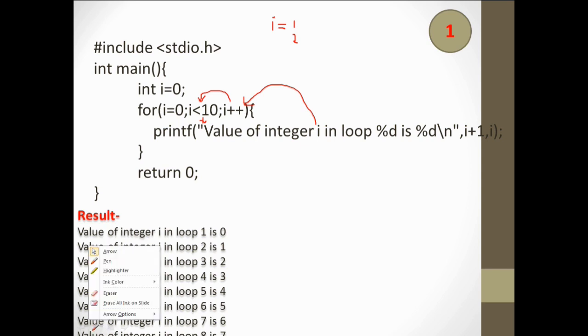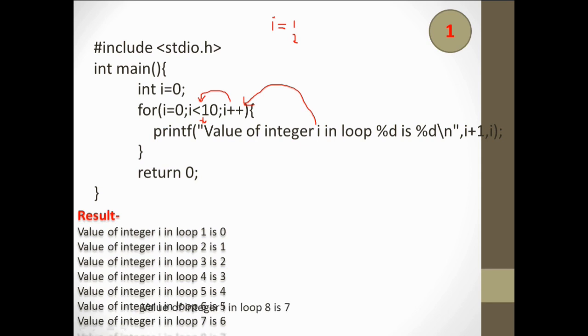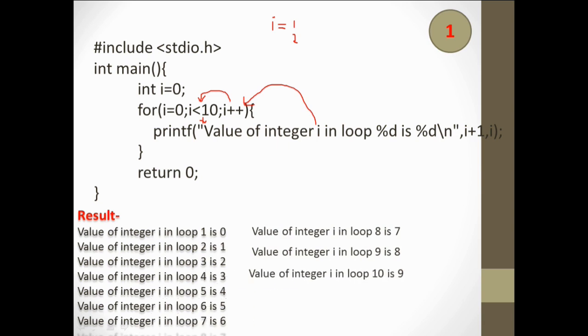Okay, so after that, when the value of I is 7, then also this condition is true. When we get the value of I as 8, then also this condition would be true and it will print this value. When we get the value of I as 9, then also the condition is true, as 9 is less than 10, then it will go inside that for loop and will print the value of I plus 1 as 10 and the value of I as 9. So it will print value of integer I in loop 10 is 9.